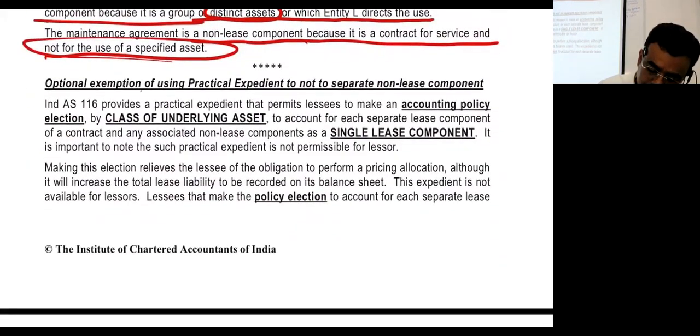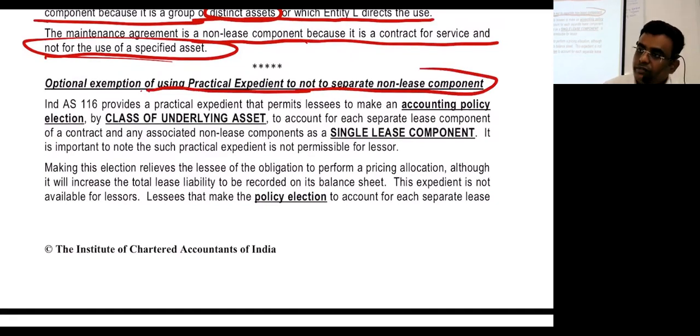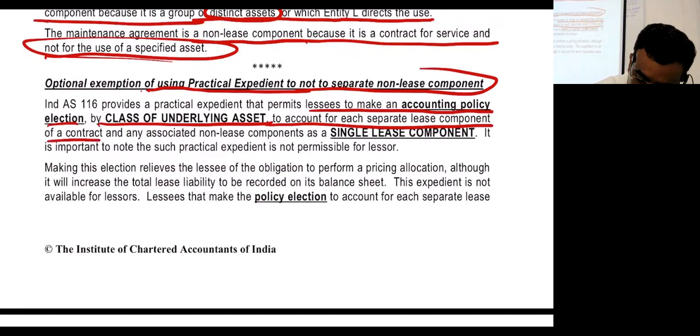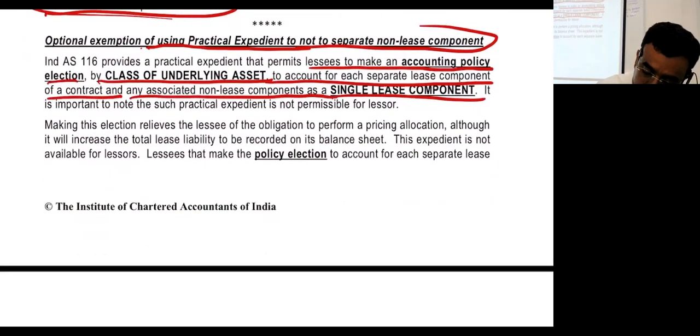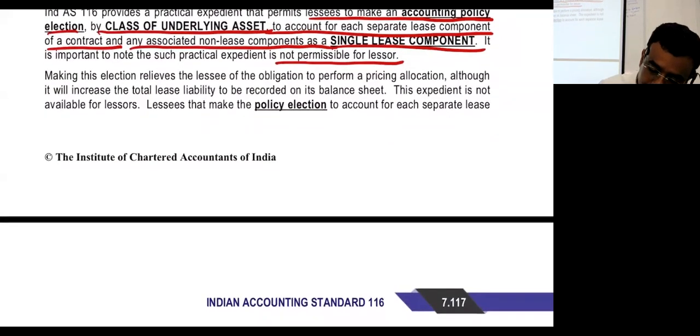Option exemption using practical expedient not to separate non-lease. The lessee can make an accounting policy election by class of underlying assets to account for each separate lease component of a contract and any associated non-lease components as a single lease component. It is important to note such practical expedient is not permissible for the lessor. The option is given only for the lessee. Making the election, review, all these things is okay.